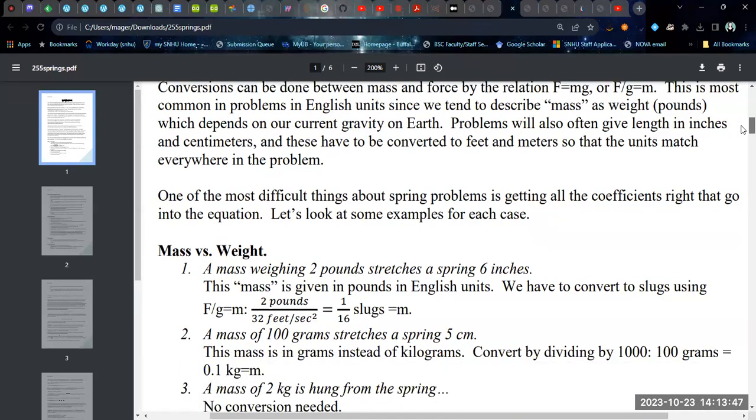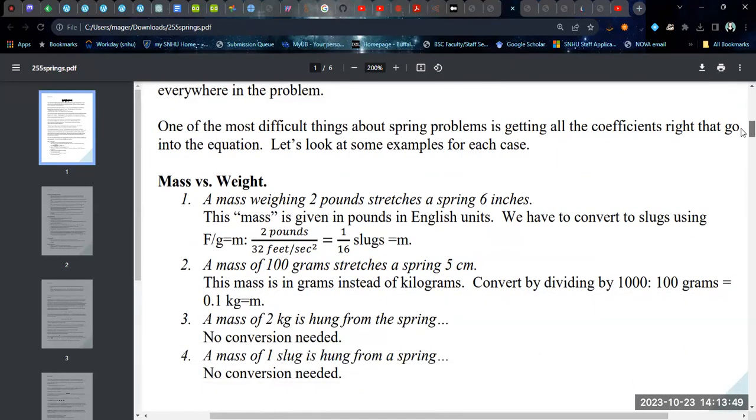Now we want to look at some examples of how some of these things are stated inside problems, and how to solve for them and identify them. So we're going to take each of these components out and look at specific examples before we actually go to a problem. So a problem might state a mass weighing 2 pounds stretches a spring 6 inches.